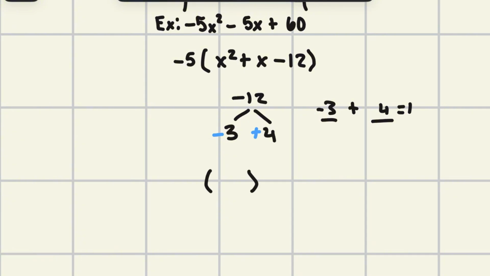So let's draw our brackets and write our answers in. x minus 3 and x plus 4. Let's go ahead and write our answers. x equals positive 3 and x equals negative 4. Let's go ahead and do one more example.